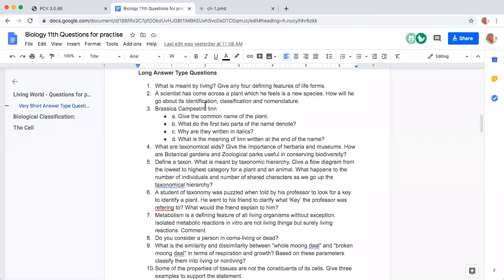Third question, Brassica campestris Linn. Give the common name of the plant. The plant is mustard. Okay. Brassica campestris is mustard.